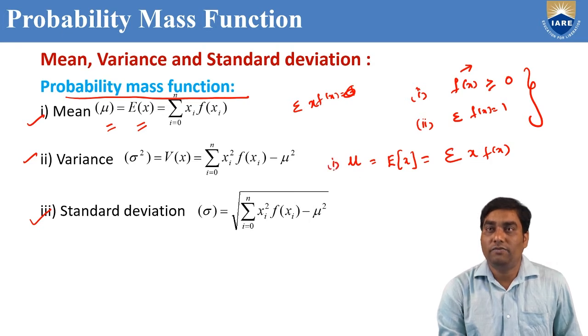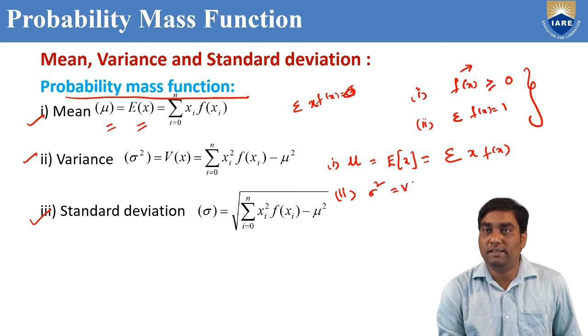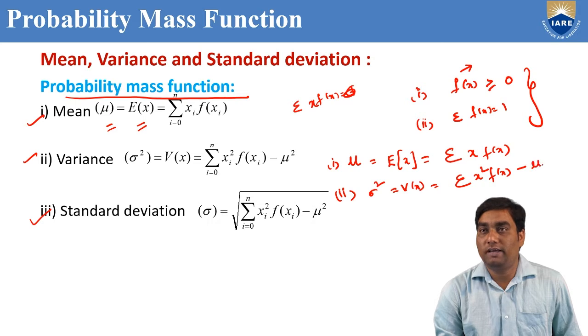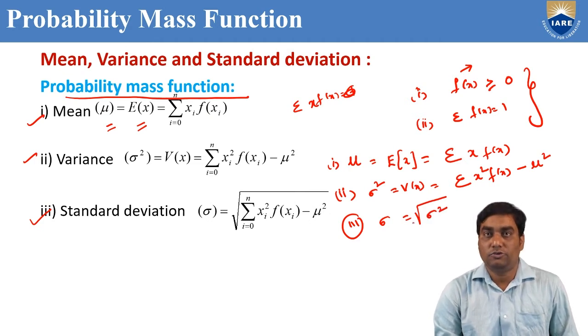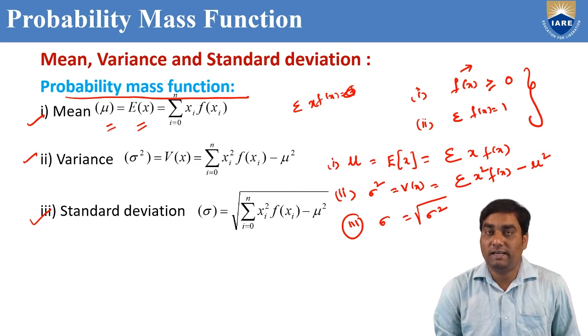After getting the mean, we can find the variance, denoted by sigma square or variance of x. Similar to the mean, it is sigma x square into f of x minus mu square, where mu is the mean of the probability mass function. If you know the variance, we can find the standard deviation sigma, which is the under root of variance, that means under root of sigma square. So we can find the mean, variance and standard deviation of the probability mass function.